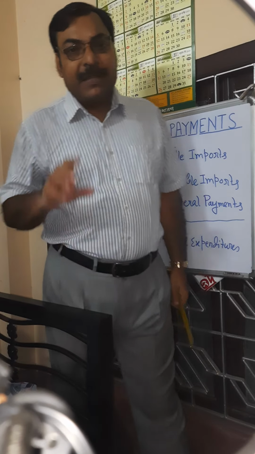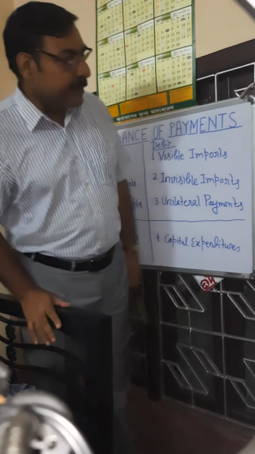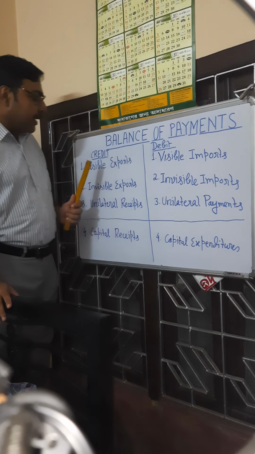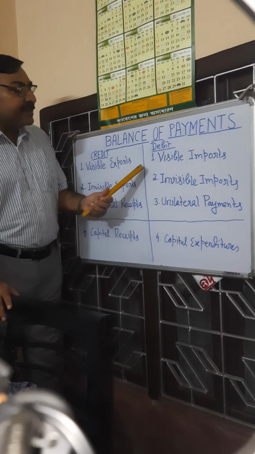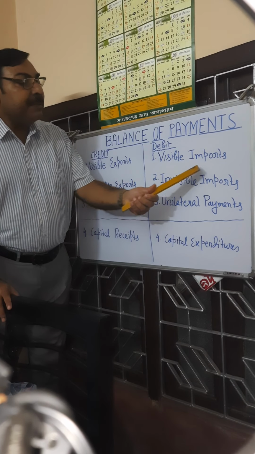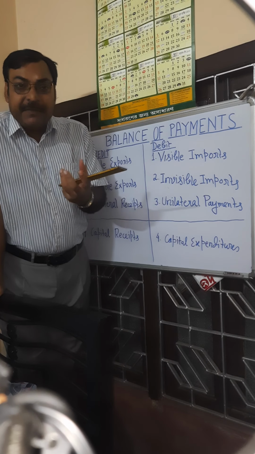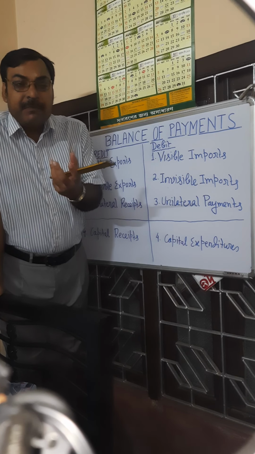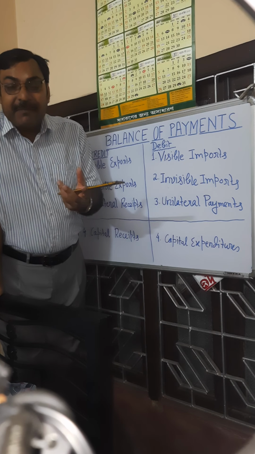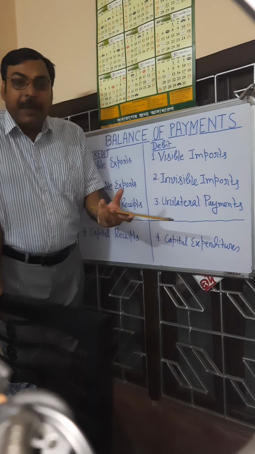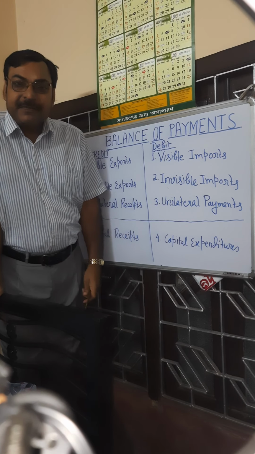Now let us see what the items included here are. Number one, visible exports on the credit side, and on the debit side, visible imports. Visible means items which are made of some material goods. We can see them, we can touch them, they occupy a place, we can transfer them from one place to another.